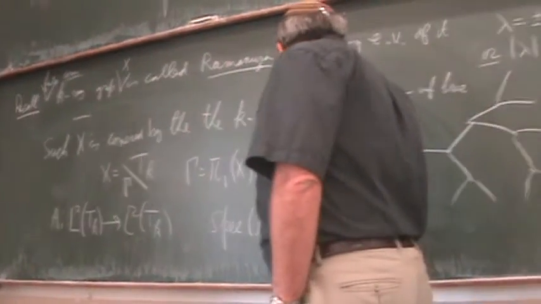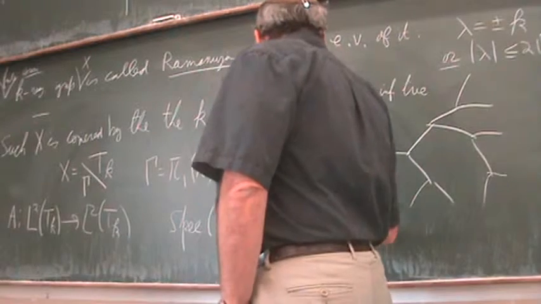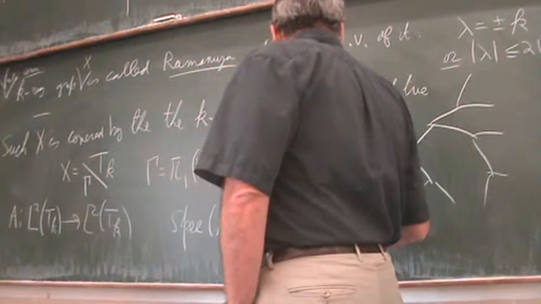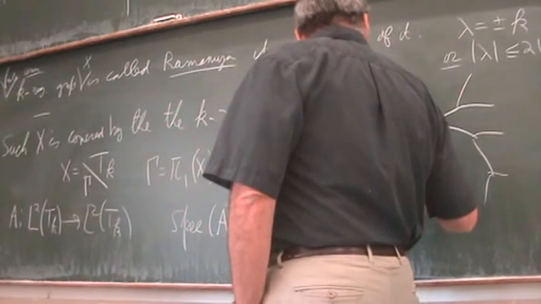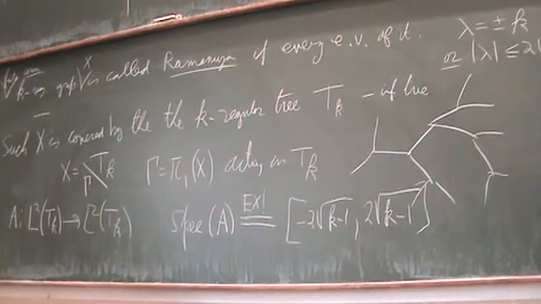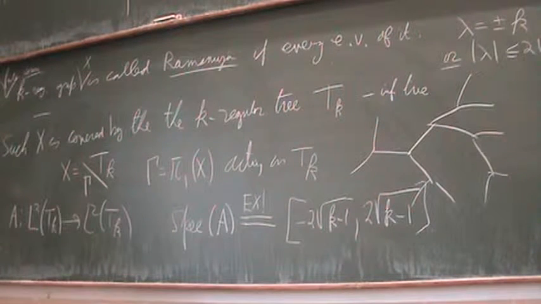The spectrum of this is the interval from minus 2 square root of k minus 1 to 2 square root of k minus 1. You normalize? No, I didn't normalize. I could, but let's not normalize. This is the spectrum.